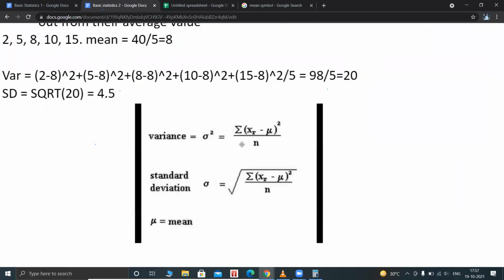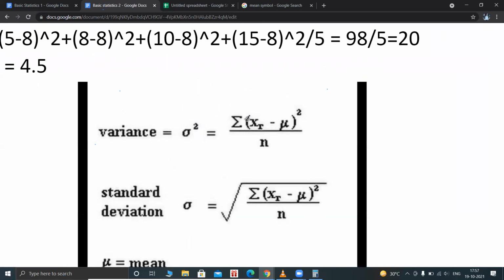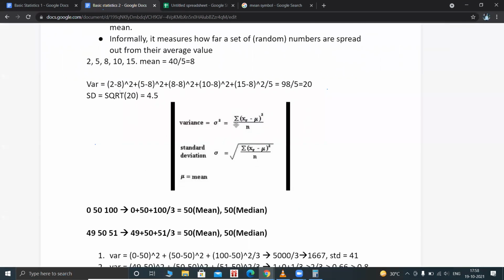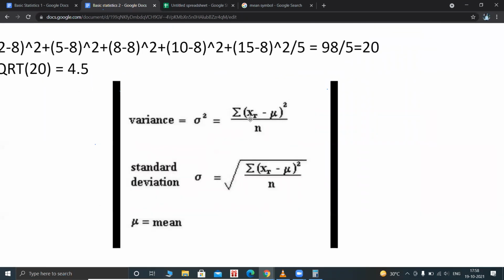The formula for finding the variance is the summation of all, this sigma. Just think of it as the summation symbol, guys. Even some people call it sigma only. So it is the summation of x minus mu whole square, divided by n.